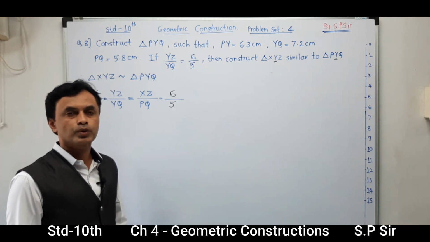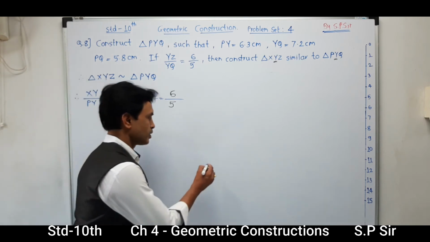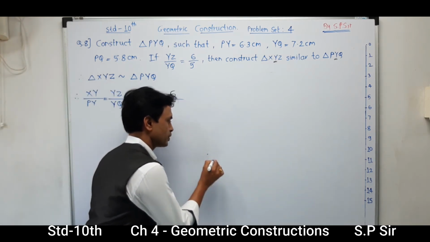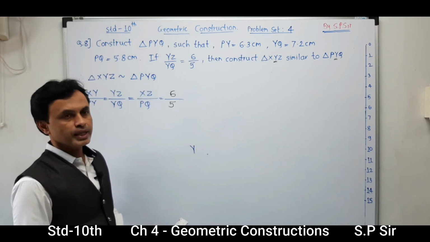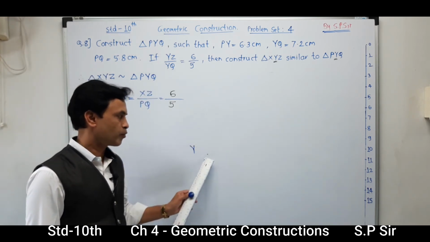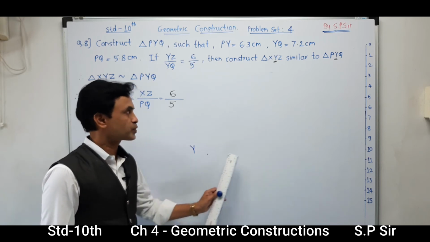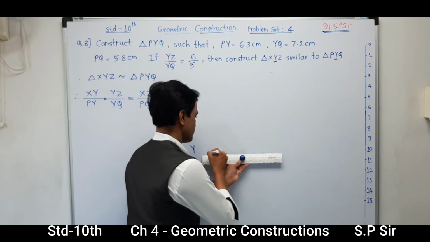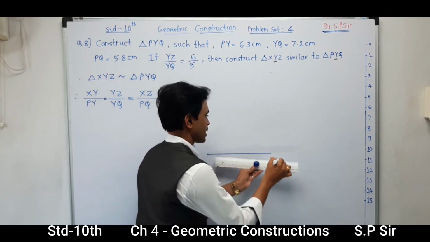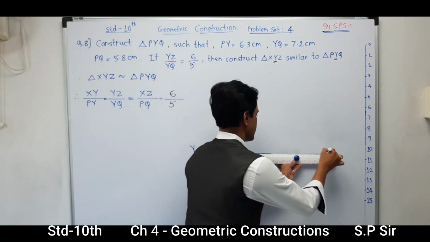Now here you have to identify the base and the parts. First of all, I am going to identify the first point, which is the main diagram point, and that is nothing but Y. Now in triangle PYQ, I take YQ as the base. So I am going to draw a horizontal line over here and draw it up to some larger extent.